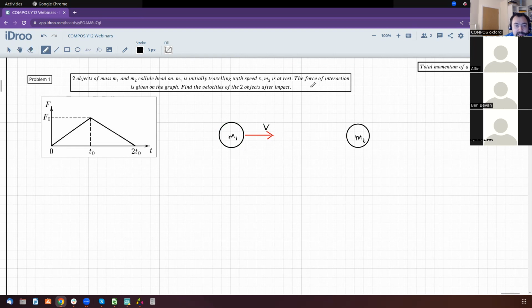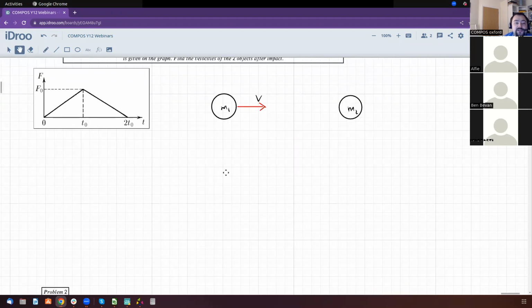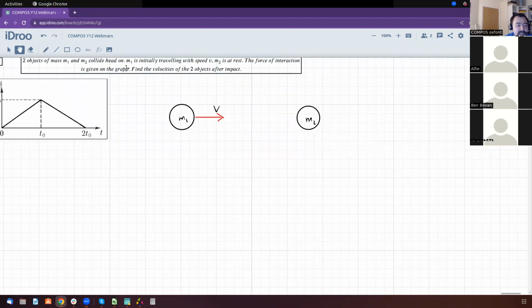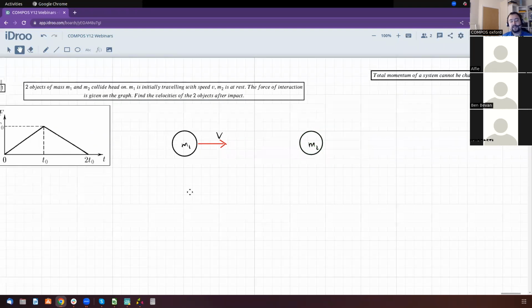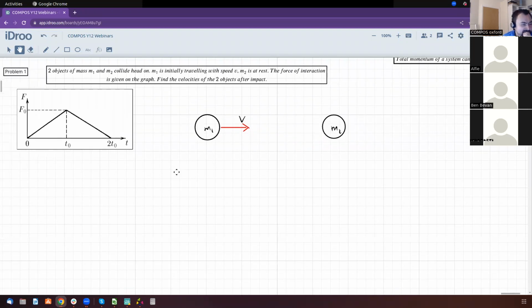The force of interaction is given on the graph. Find the velocities of the two objects after impact. So head-on means it's a central hit, because if they hit off-center, they would travel in different directions. But when we say head-on, it means it's a central hit. The force of interaction is given on the graph. Find the velocities after impact.